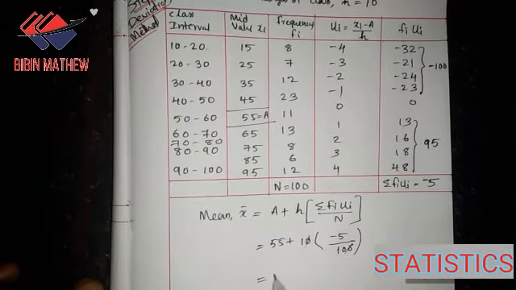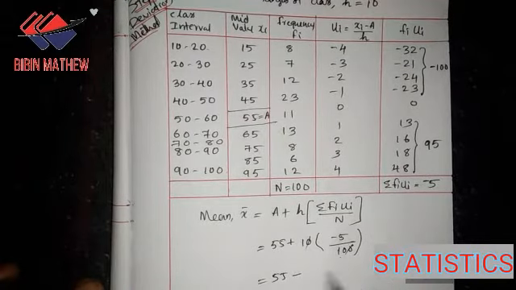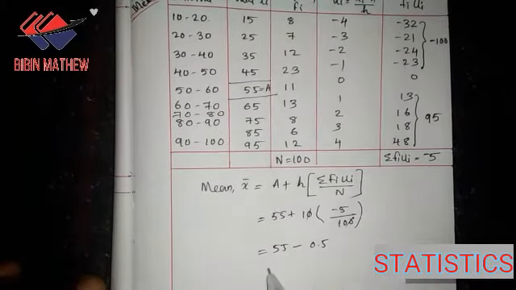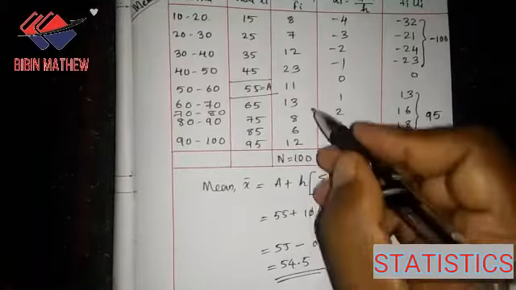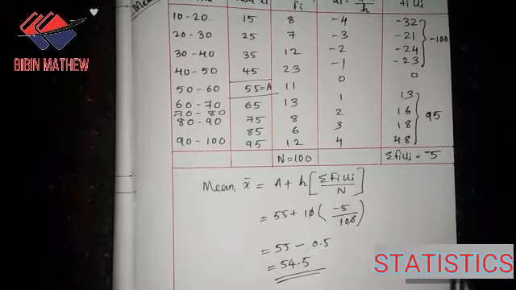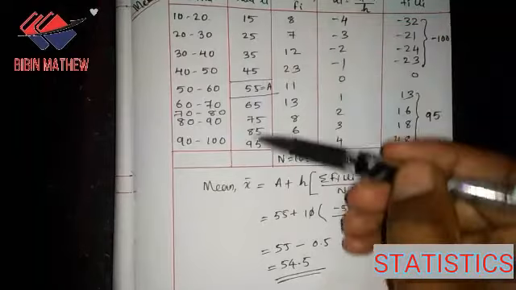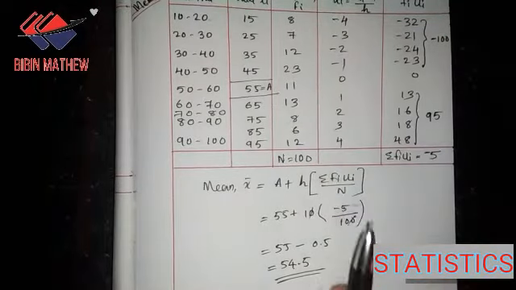0 and 0 got cancelled. 55 plus and minus, it becomes minus. 5 by 10, that is 0.5. So what will you get? 55 minus 0.5 is 54.5. That means you took 3 methods, but in all 3 of the methods you got the same answer. That's special. That's why I told you, whatever method you want you can take. It depends upon your x values which method you want to take.